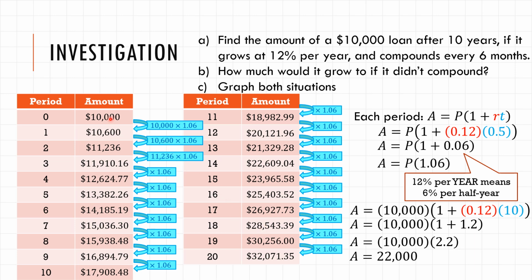But before we do, let's just take a look at and see how would we calculate this amount without having to do this entire table, because we don't want to do this every single time, right? Notice that we're doing the same thing. We're starting with our principal, 10,000, and we're multiplying by 1.06 again and again and again and again and again. And what operation are we doing when we are repeatedly multiplying by the same number?